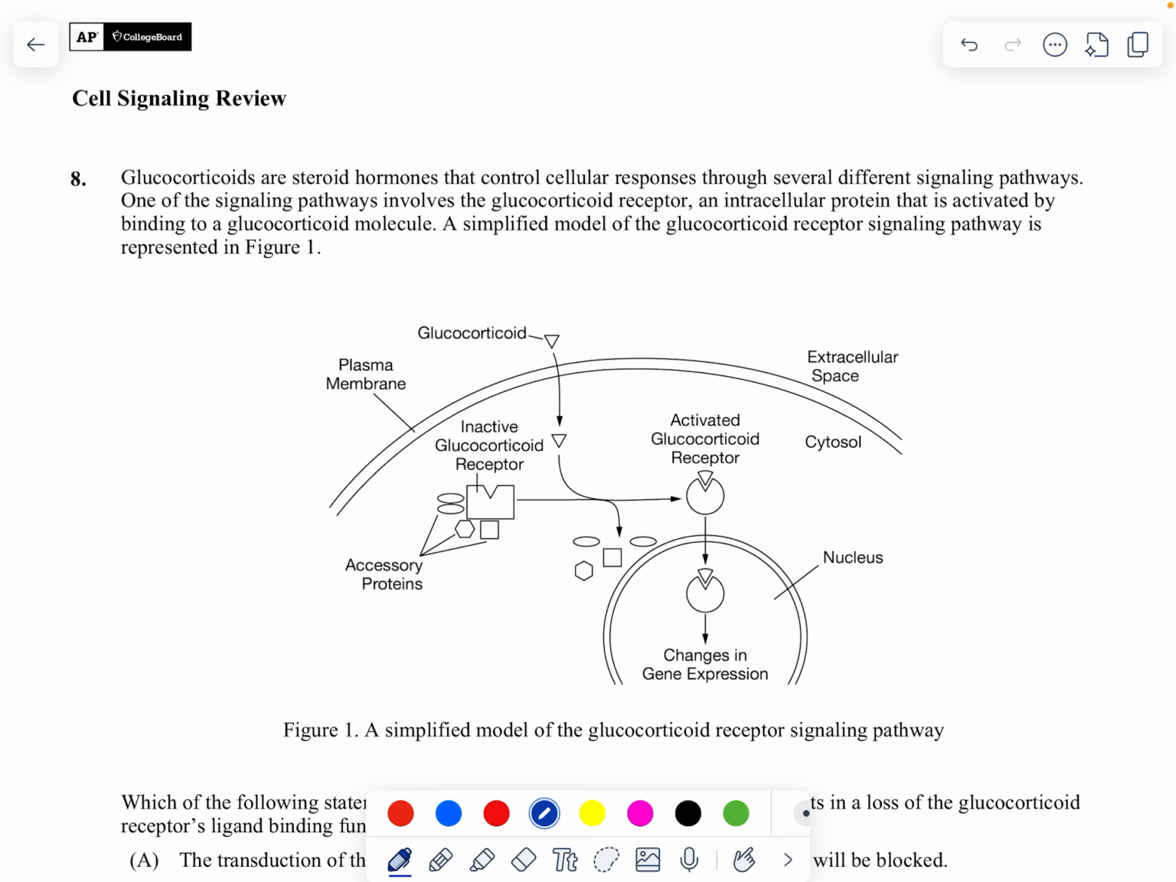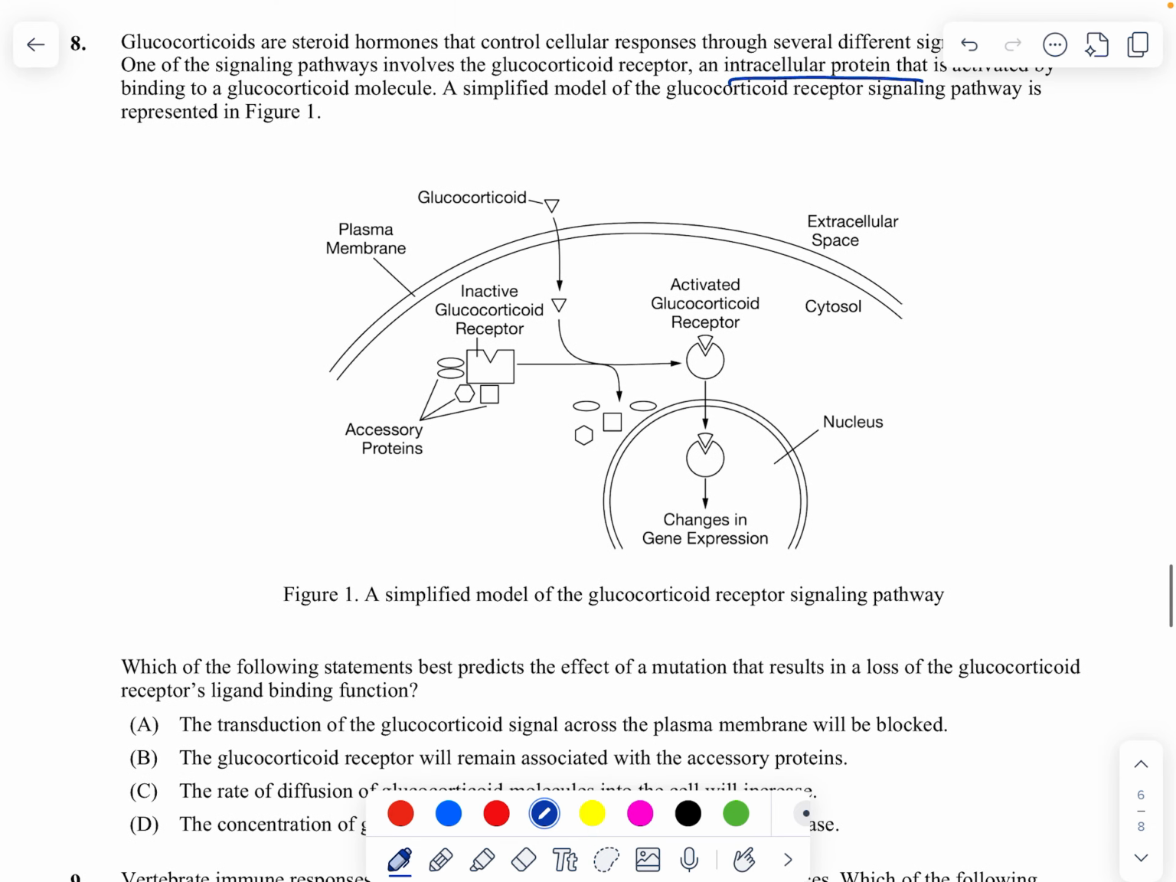Glucocorticoids are steroid hormones that control cellular responses through several different signaling pathways. One of the signaling pathways involves the glucocorticoid receptor, an intracellular protein that's activated. Intracellular is an interesting term. That's activated by binding to the glucocorticoid molecule. Simplified molecule shown below. Okay, here we go. Again, I would always label it ligand, receptor. It's inside the cell. Accessory proteins around.